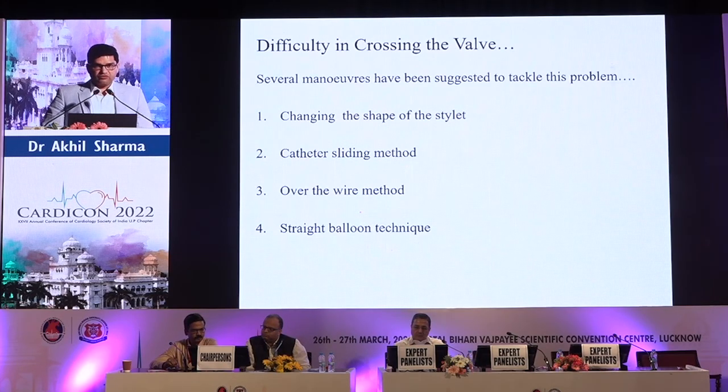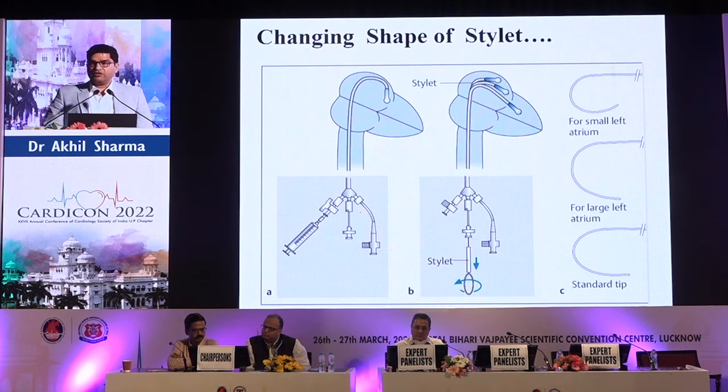Difficulty crossing is involved. It's a reality. Almost all of us face this situation, and we can negotiate this problem by changing our Stellate loop. We can change it by the over-the-wire technique, by the catheter sliding method, and again the straight balloon technique. When we have a small LA, we have to reduce our Stellate angle. If we have a large LA, we have to increase our Stellate angle.